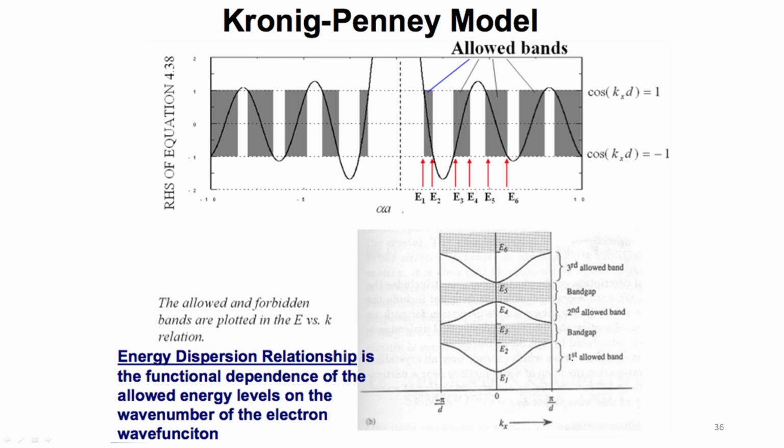Now, energy bands are calculated: the first allowed band, second allowed band, third allowed band, and these are the energy gaps which are known as band gaps. So, now we understand why semiconductors have band gaps, and insulators have huge band gaps. So, you need a lot of energy for electrons to move from the valence band to the conduction band.